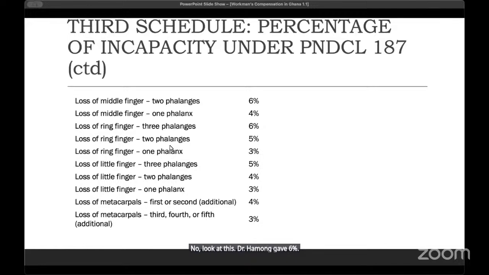The injury occurred in Accra. Dr. Hammond gave 6%. The same injury had occurred in, say, Tamale, and another doctor had given 40%. What do we do? We cannot go ahead and pay. And because of that, the entire payment is thrown out for years.